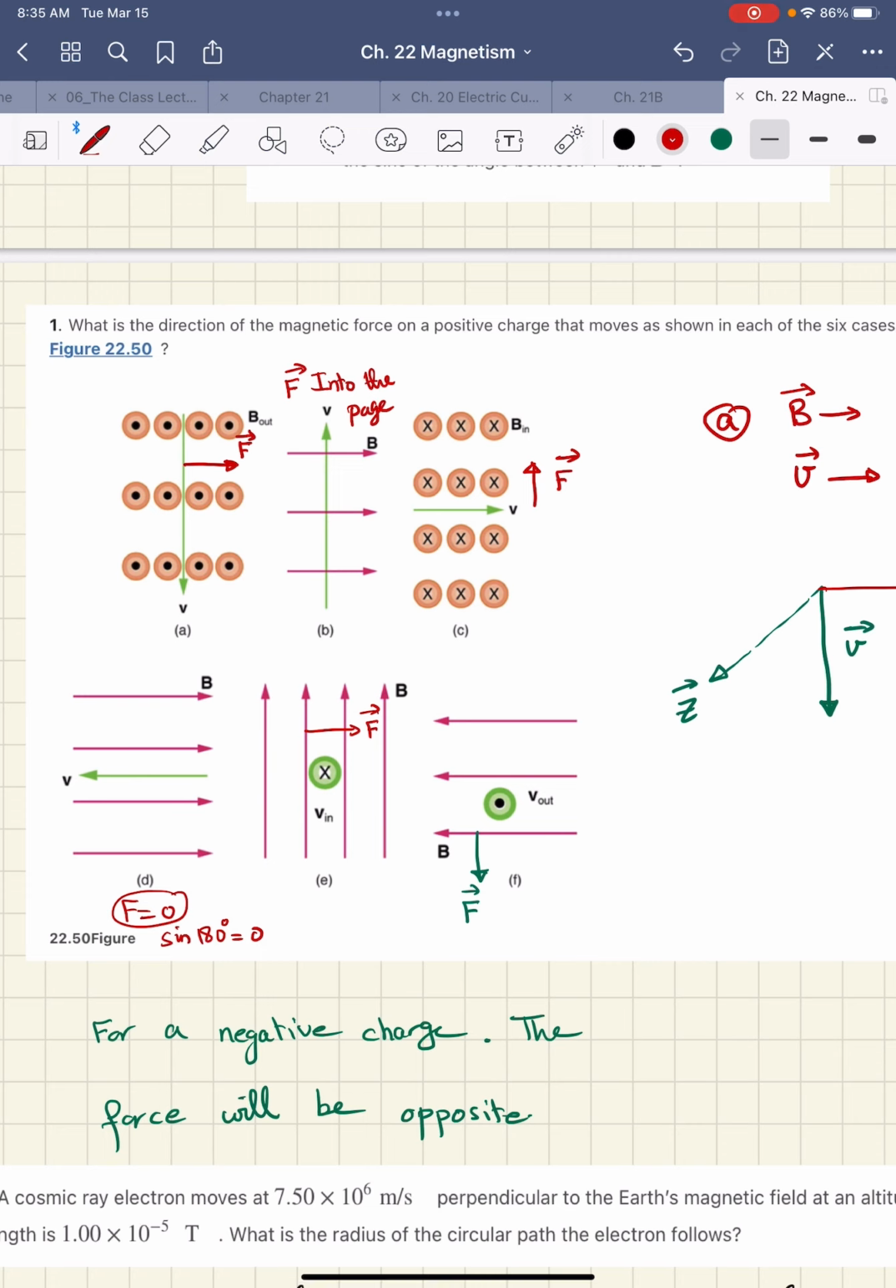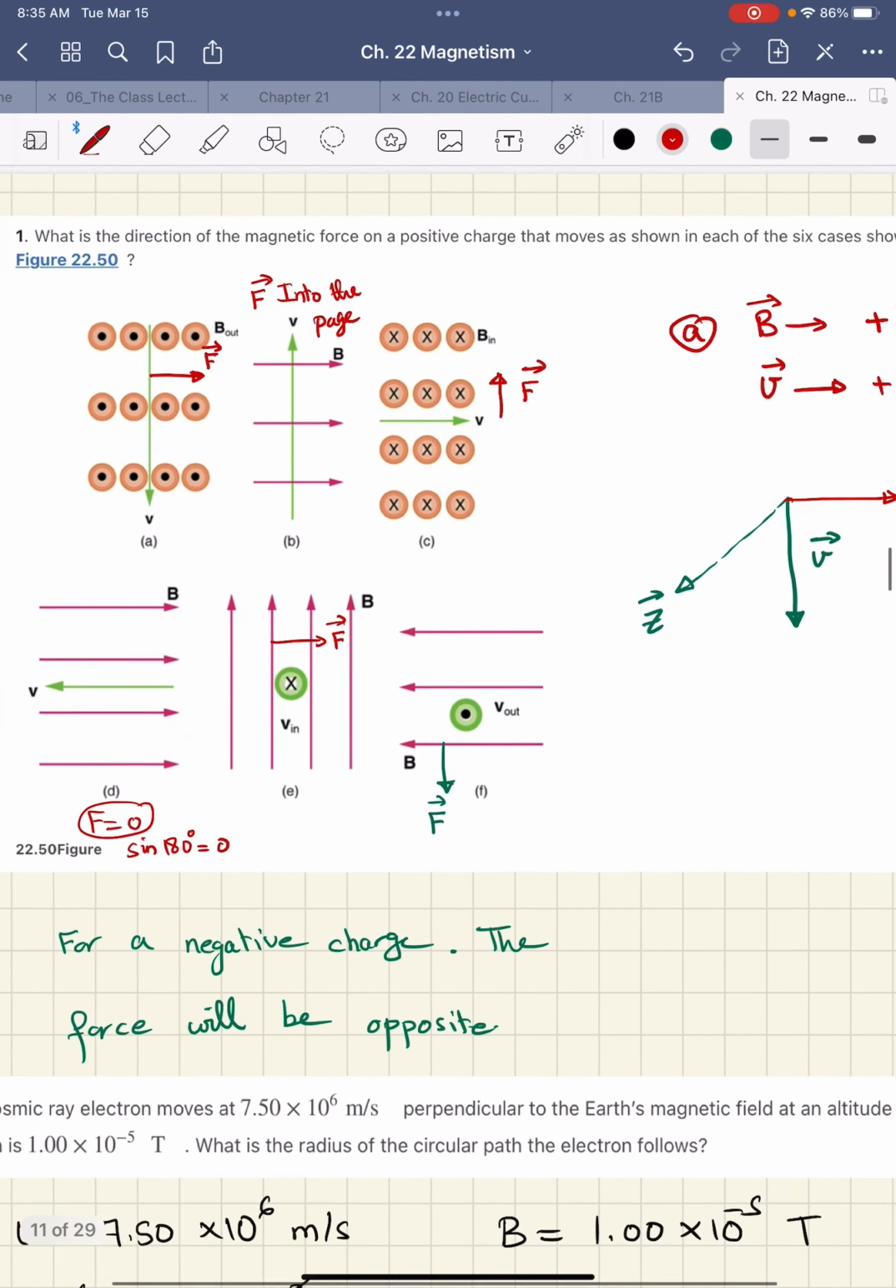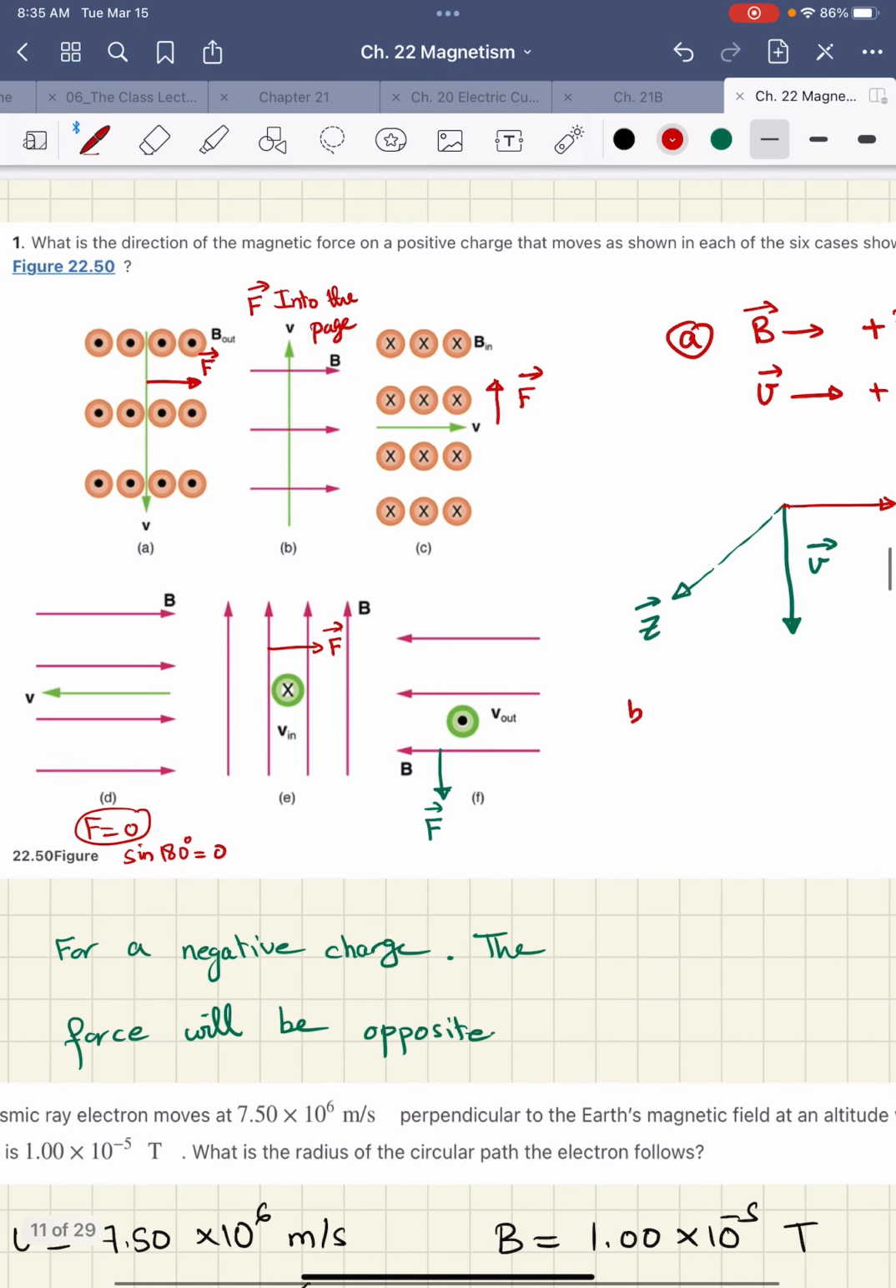For the second one, try always to practice this. We have V up, this is for A. For B, let me repeat that. This is along the Y axis, and that one is along the X axis, the B. Then I will find that the perpendicular is going to be into the page.